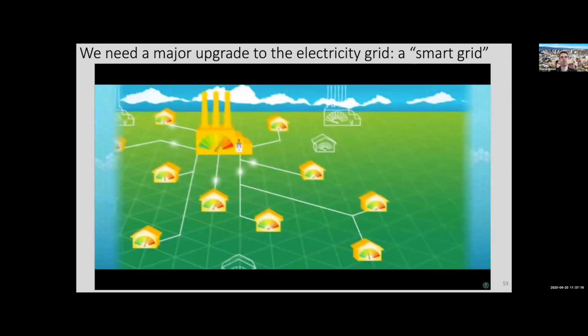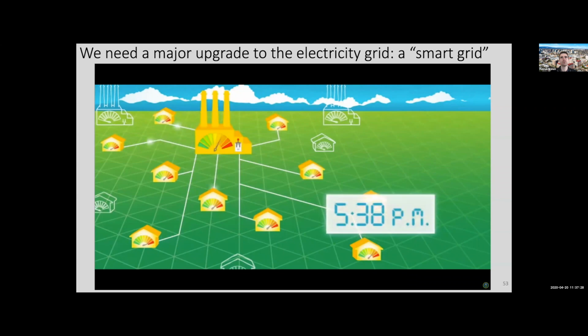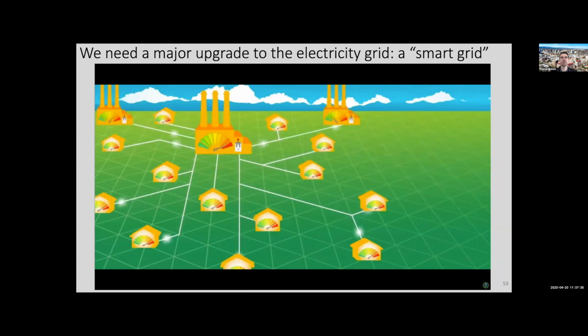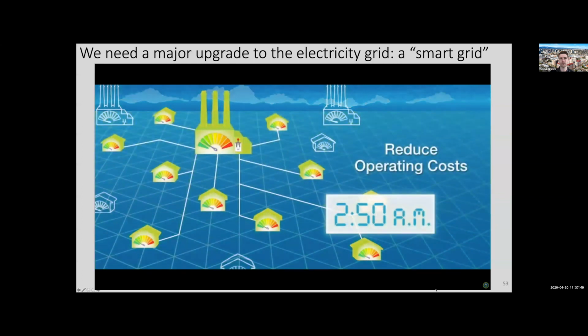To keep up with constantly changing energy demands, utilities must turn power plants on and off depending on the amount of power needed at certain times of the day. The cost to deliver power depends on the time of day it is used. Electricity is more costly to deliver at peak times because additional, often less efficient power plants must be run to meet the higher demand. The smart grid will enable utilities to manage and moderate electricity usage with the cooperation of their customers, especially during peak demand times. As a result, utilities will be able to reduce their operating costs.